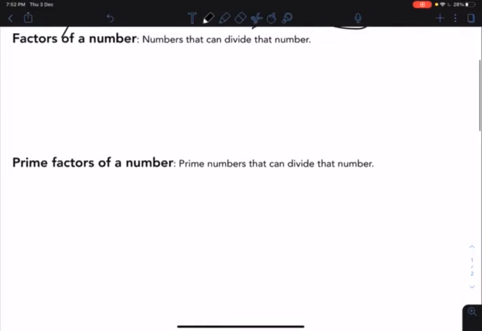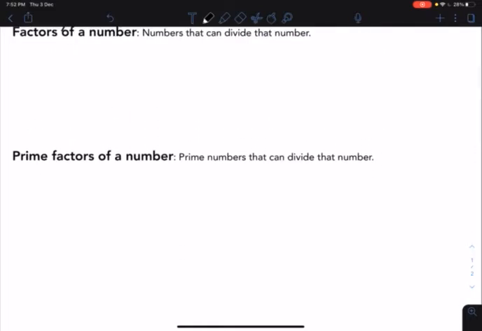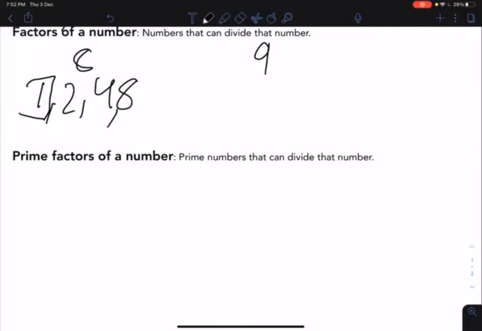Now let's take a look at factors of a number. Factors of a number are numbers that can divide that number. So now let's take an example as 8. So 8's factors are 1, 2, 4 and 8. So we can exclude 1 as it can divide any number. And let's take another number, 9. It can be divided by 1, 3 and 9. So we can again exclude 1.